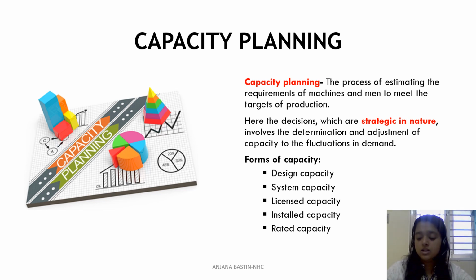So when such a thing is given in the form of a license by the government to the industry unit, we call it licensed capacity. Then installed capacity. Suppose you go and buy a washing machine. It is very clearly given to you that this washing machine can only load, say, 5 kg of clothes in it. That is the load capacity.